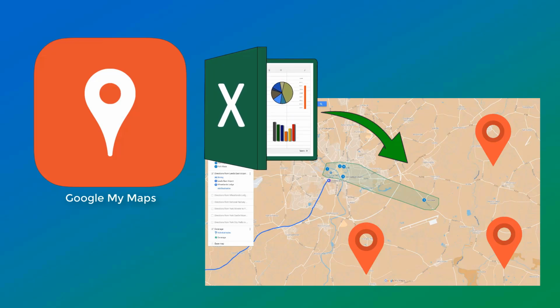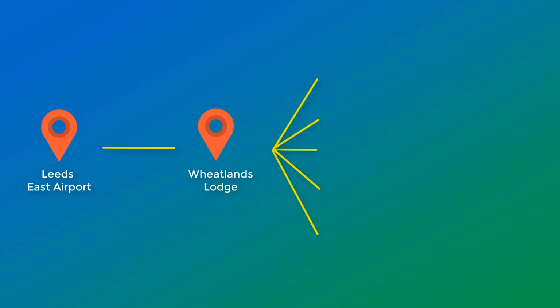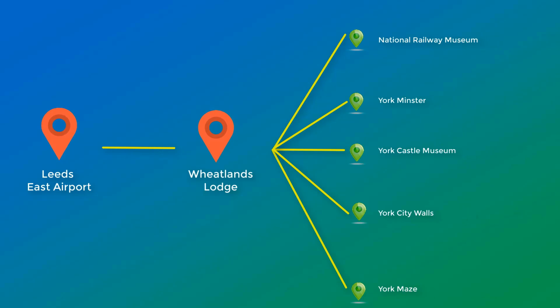And in the example that I'm going to use today, I'll be using a scenario of one having to drive their vehicle from Leeds East Airport to a place called Wheatlands Lodge in the city of York, and basically spend the rest of the day visiting 5 interesting places around York. So let's go right ahead and see how we can translate this information into a live map in Google.